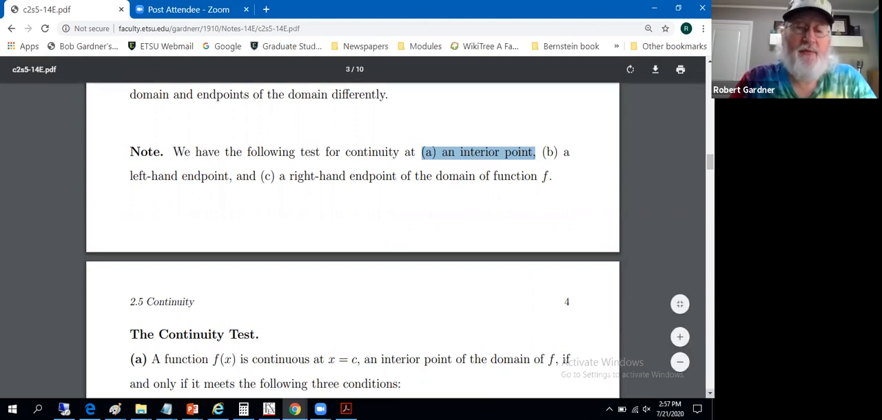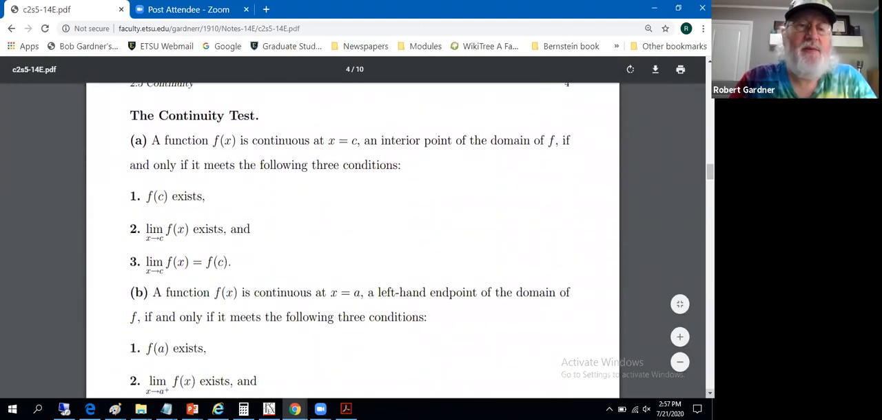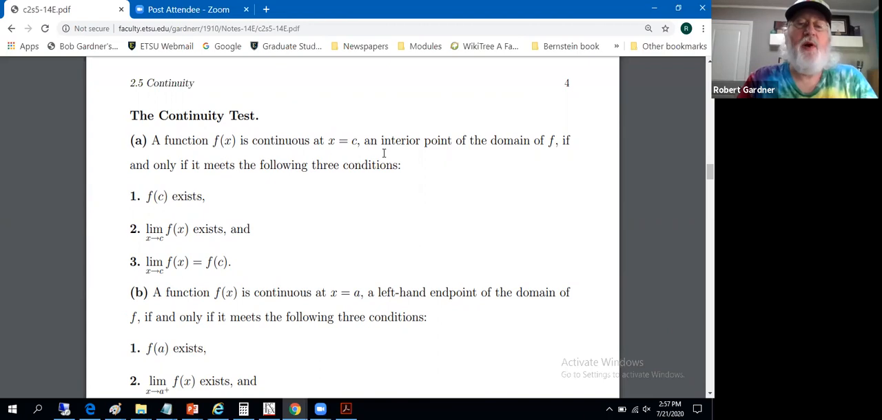of function f. So the claim is, part A, a function is continuous at x equals c, an interior point of the domain of the function, if and only if the following three things hold. f of c exists. In other words, f is defined at x equals c. The limit as x approaches c of f of x exists. All right. You know what that means in horrible detail, in fact, at this stage.